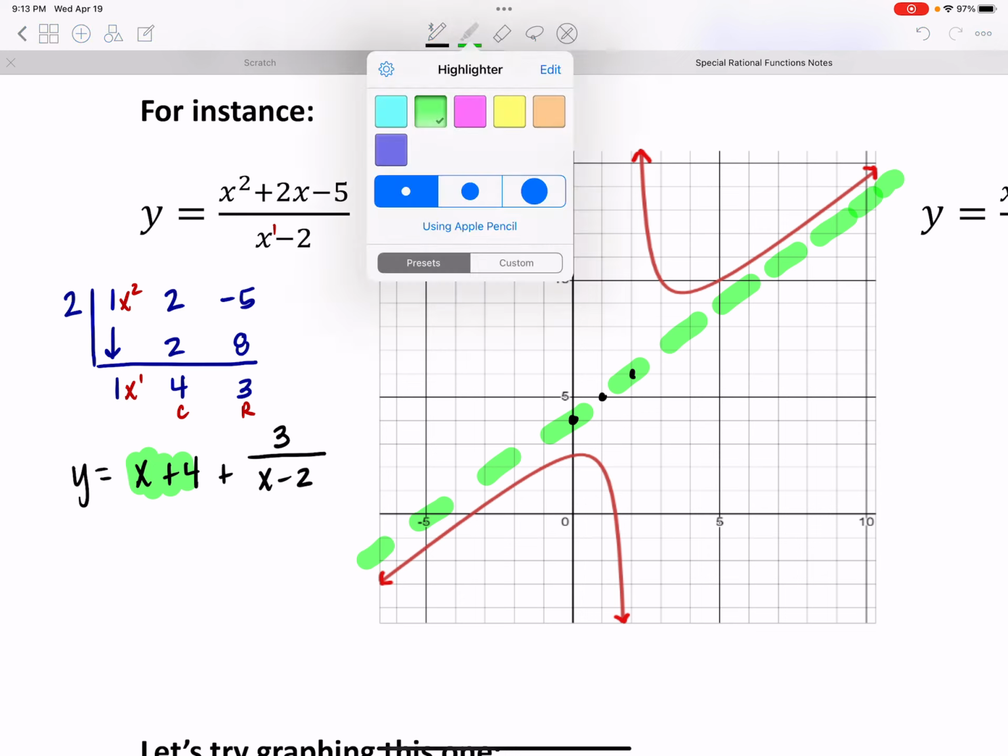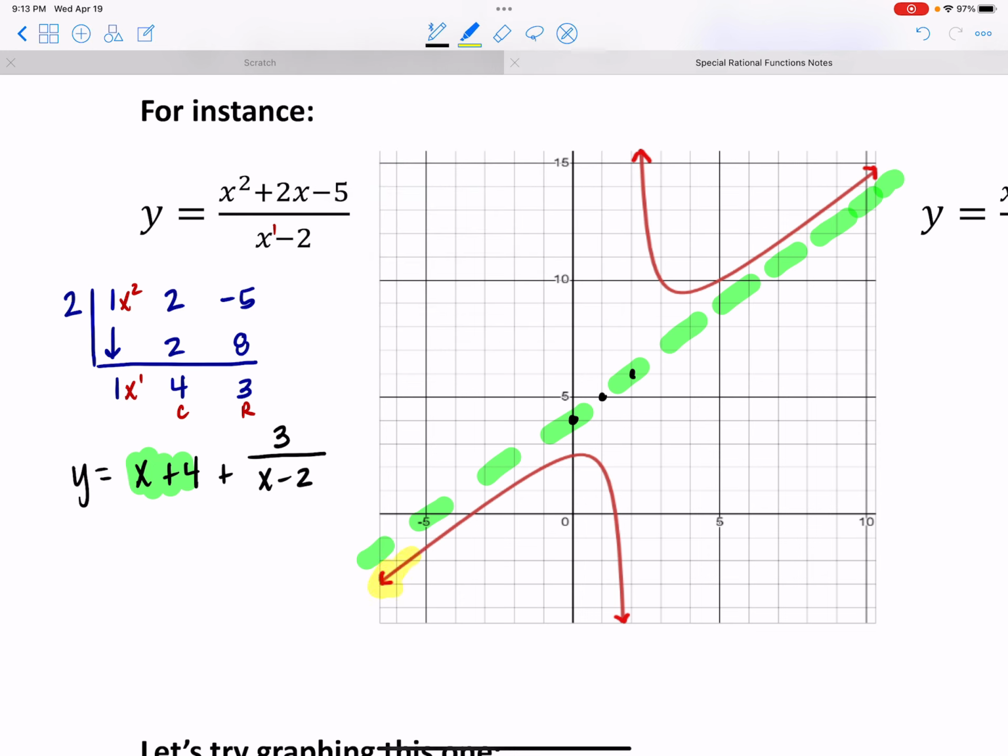So look at the left end of this graph. It's going to get closer and closer to that line. Look at the right end of the graph. It's going to get closer and closer to that line. So we have in here a linear equation for our asymptote instead of a constant, a horizontal asymptote. And an asymptote like this slanted line is called an oblique asymptote or a slant asymptote. So that is a slanted or oblique asymptote.